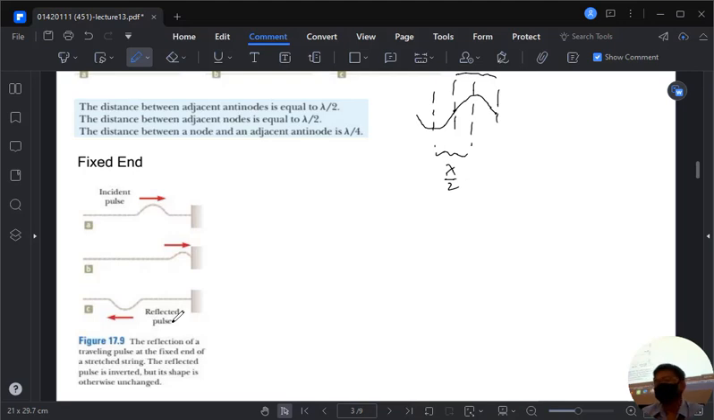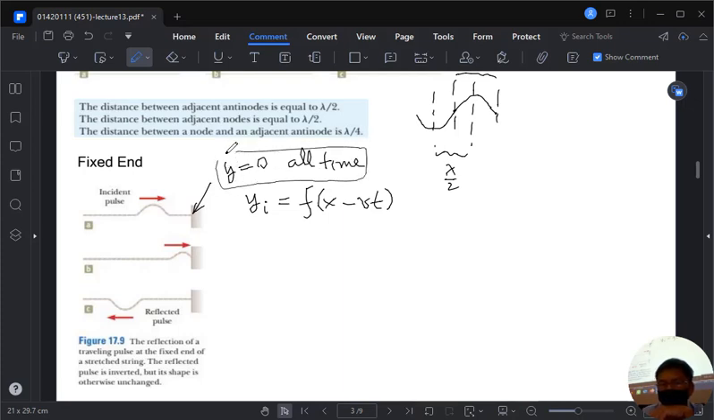We're going to try to understand it from a mathematical point of view. Let's assume the incident wave is y incident. It's going to be some function, so I'm going to call it f of x minus vt, minus because it's moving to the right. But at this point, y must be zero for all time. It has to be true. This is important. It has to be that way always.